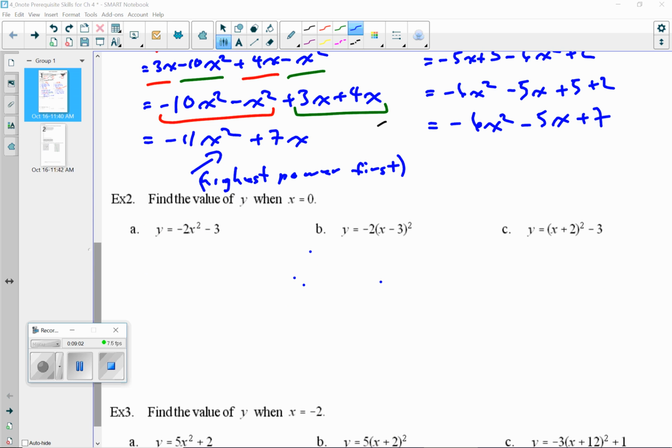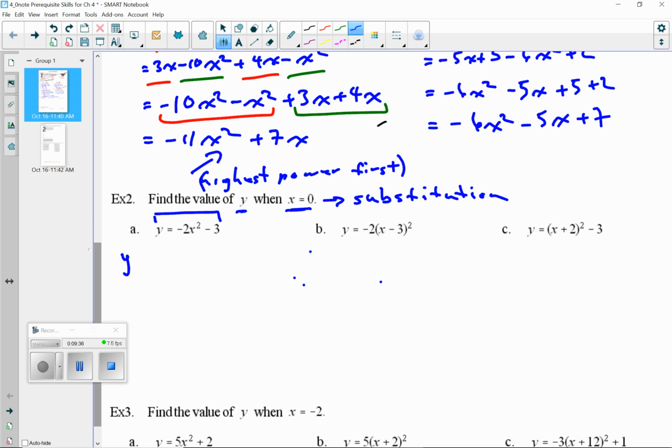So this next problem here is finding the y value when x equals 0. This is another term for substitution. So let's see what substitution is. Basically we take our original equation, in this case y is equal to negative 2x squared minus 3. And what we're going to do is replace any x with a 0.